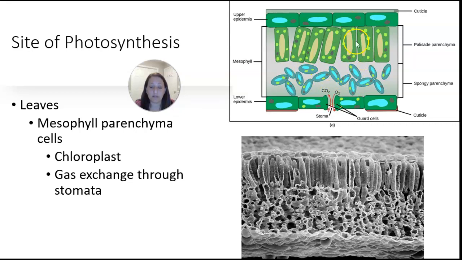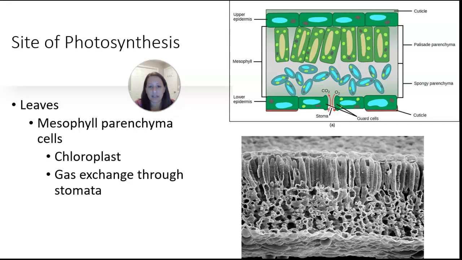Mostly found in mesophyll cells, but also found in some epidermal cells. Those green circles represent chloroplasts, which we're going to talk more about as the chapter goes on. Chloroplasts are the organelle of photosynthesis. So we say leaves are the main organ of photosynthesis, and inside leaves, photosynthesis takes place in the mesophyll cells inside of chloroplasts.